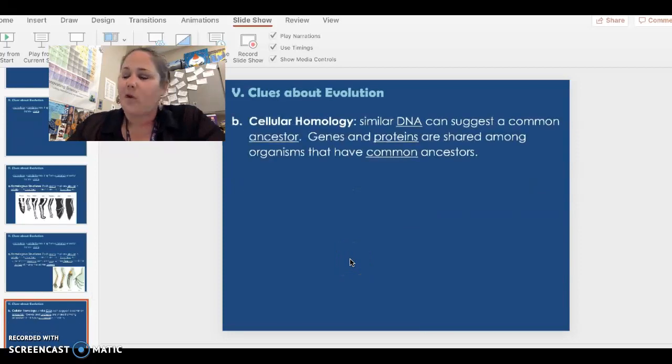Cellular homology: before I even look at the definition, homology means similarity within something. I see cell, and it's probably having something to do with cells. What's located in the nucleus of cells? Our instructions, our DNA. So this goes back to our genetic code. If we all came from the same ancestor, my guess is we have the same instructions to a point, the same DNA. So cellular homology is that similar DNA can suggest a common ancestor. Genes and proteins are shared among organisms that have common ancestors.